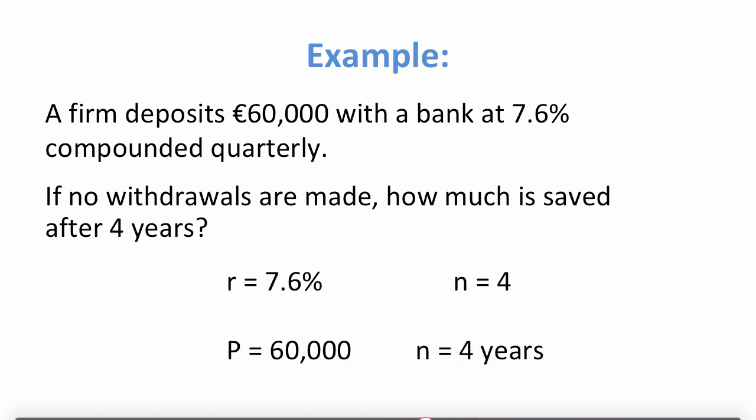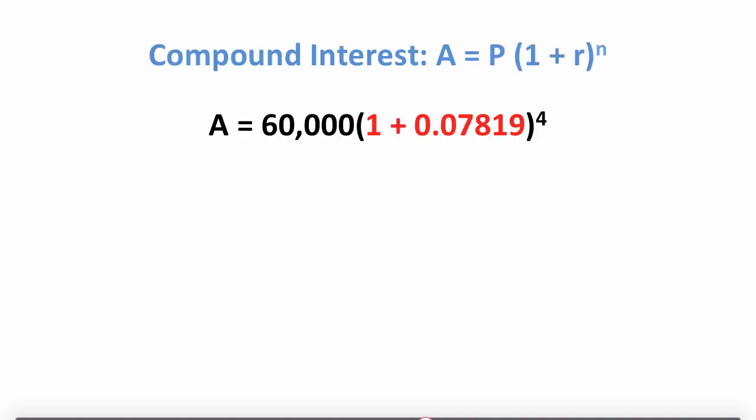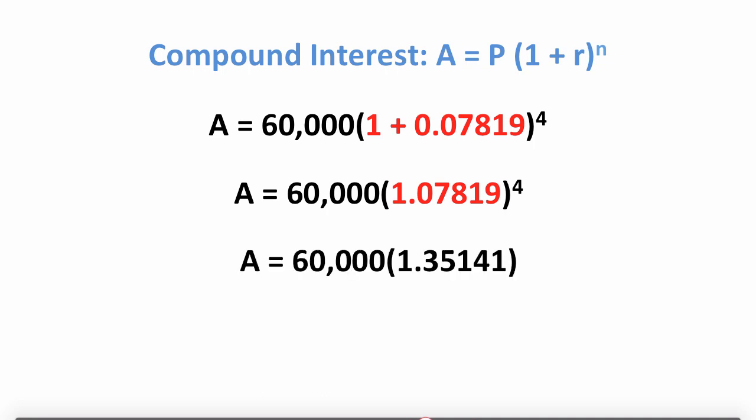Okay, this was your initial setup question. We already found what the AER was, and that was your 7.819%. So again, as a decimal, we need to express it as 0.07819. We add that onto your 1, get it to the power of 4, and multiply it by your €60,000, and we will have an accumulated or accrued amount in your account of €81,085.